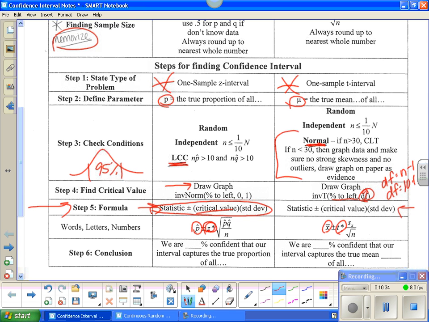Remember I even said you could write thicker tails because it's a t distribution. Y'all remember that? I gave you little smiley faces if you did that. And then my standard deviation of my statistic. Now, how are you going to remember this part?